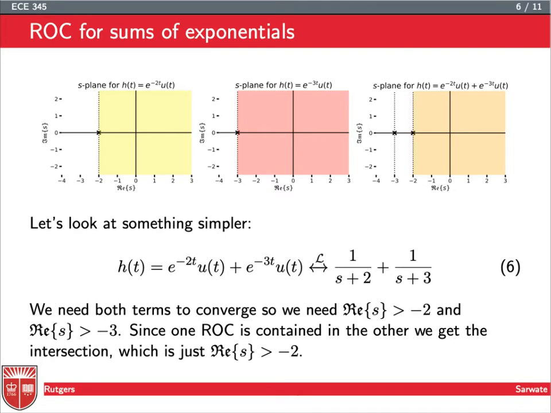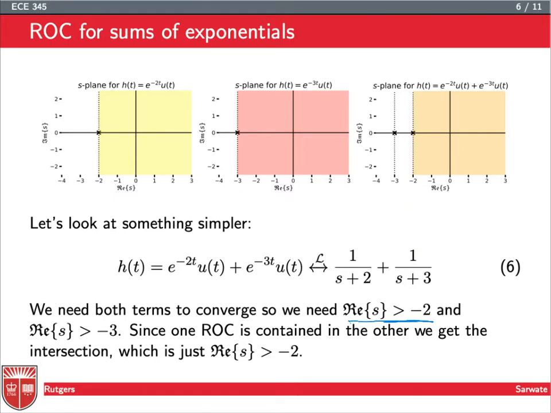So what is the ROC for the sum of two complex exponentials? Instead of considering this whole summation over many terms like in the previous slide, let's focus on something simpler and concrete. Let's say we have just two signals, e to the minus 2t u of t and e to the minus 3t u of t, and we add them together. We take the Laplace transform. Now, remember, we want the Laplace transform to exist, so we need S to be in the region of convergence for both the 1 over s plus 2 term and the 1 over s plus 3 term.